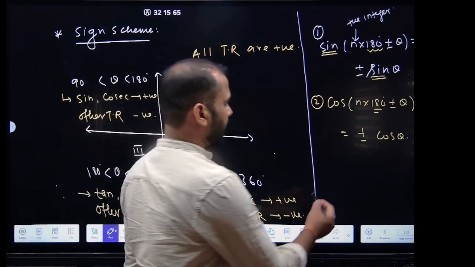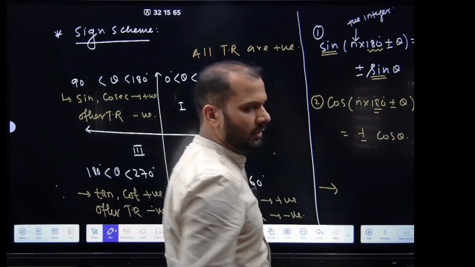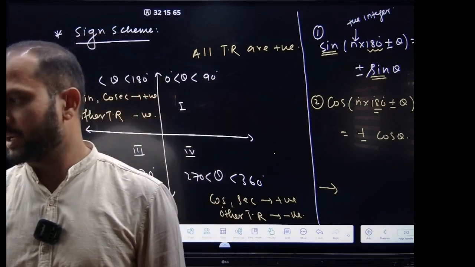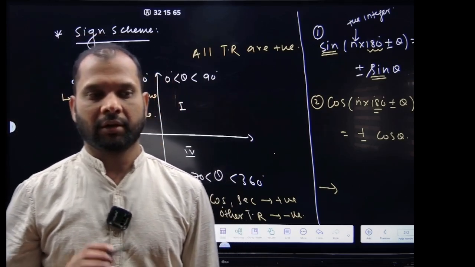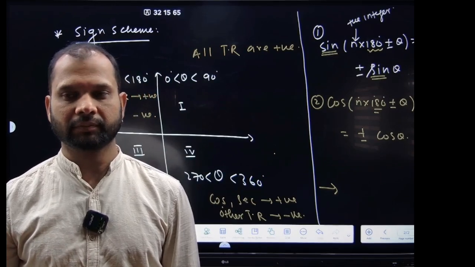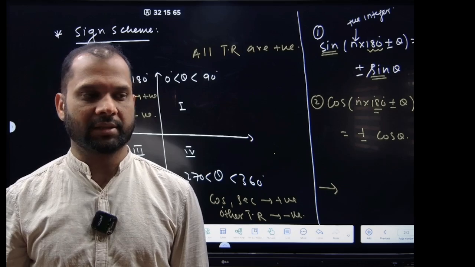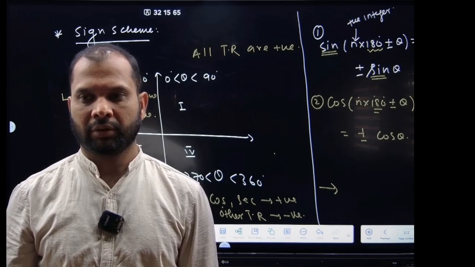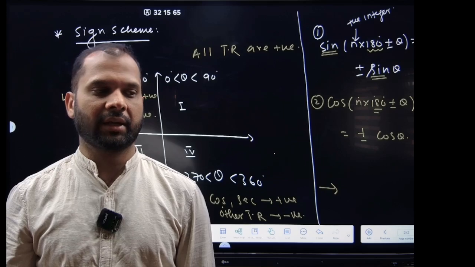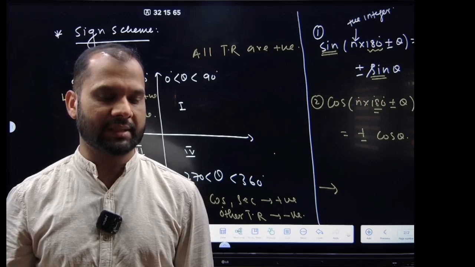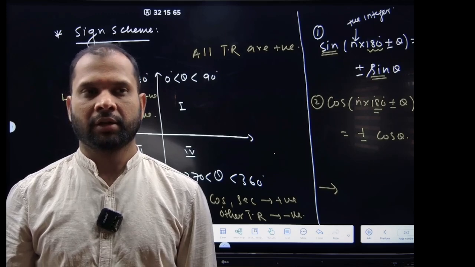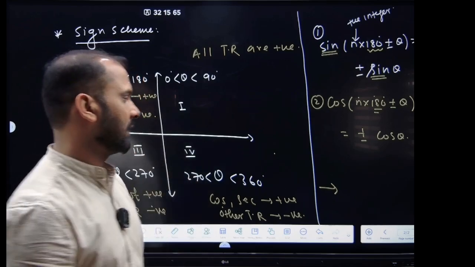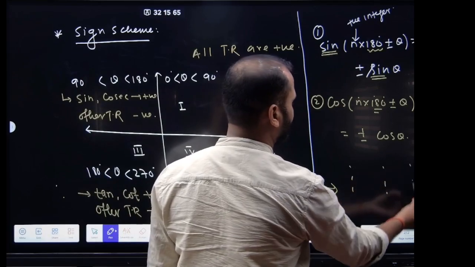Write it down. If the angle is like this, an integral multiple of 180 plus minus theta, then trigonometric functions will not change. Similarly, the same thing applies to tan, cot and all, right?